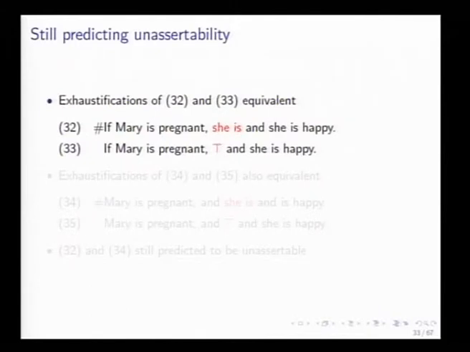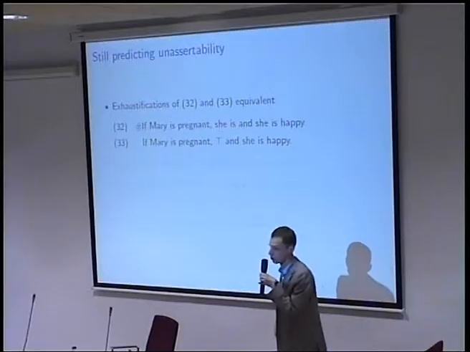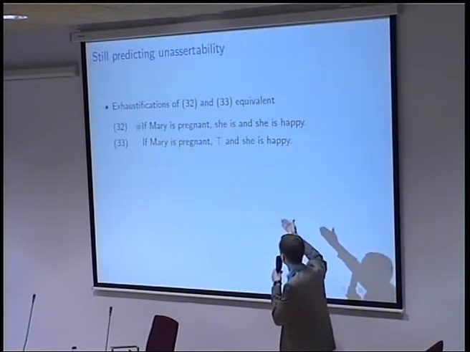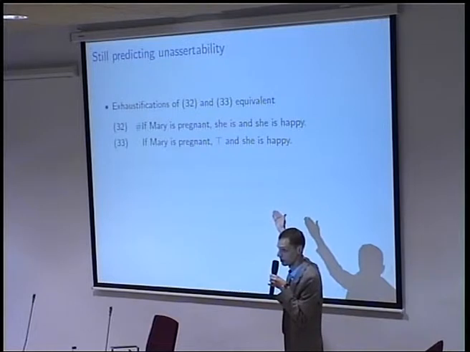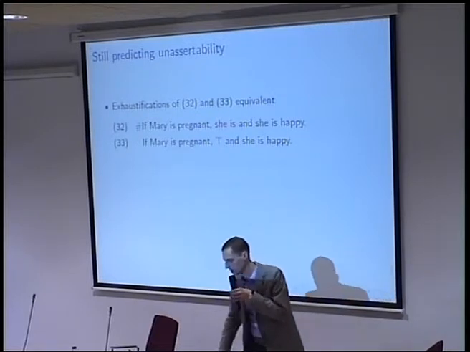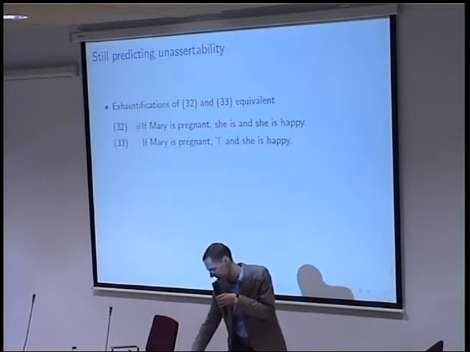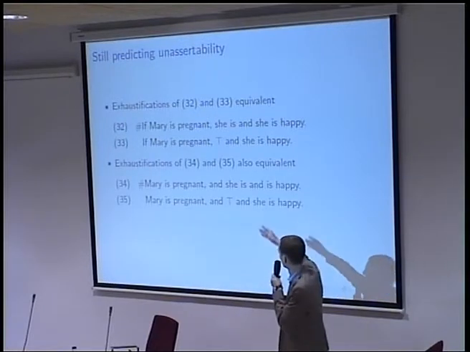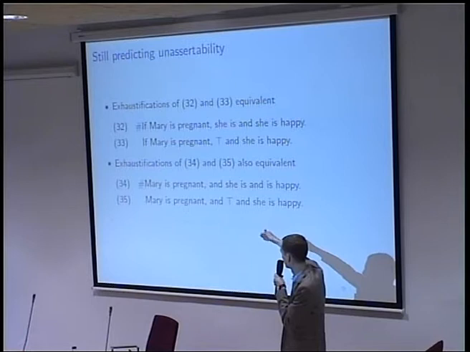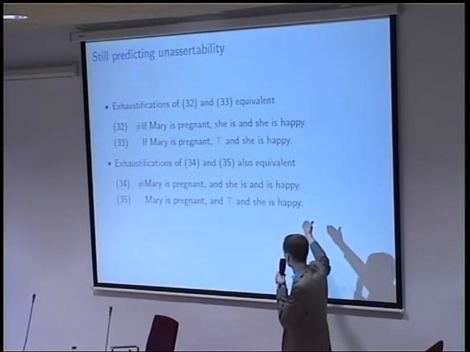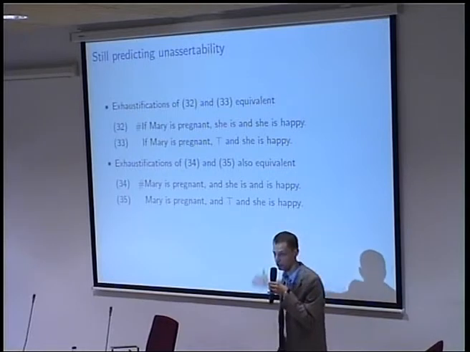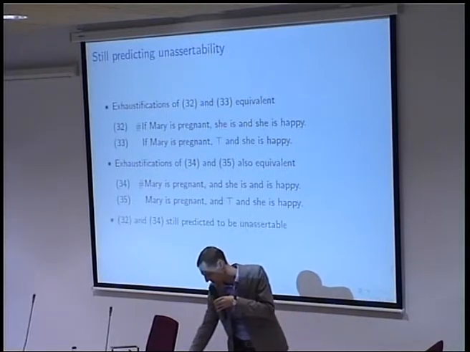It should be pointed out that by this modification, we still make 32 non-assertable. The reason is the exhaustification of 32 is equivalent to the exhaustification of 33, the conditional case, right? So this is non-assertable. And similarly, in 34, when we compare the exhaustification to 35, that's the conjunctive case, we saw also that, as Jacopo showed you, the exhaustification was equivalent and therefore was non-assertable.